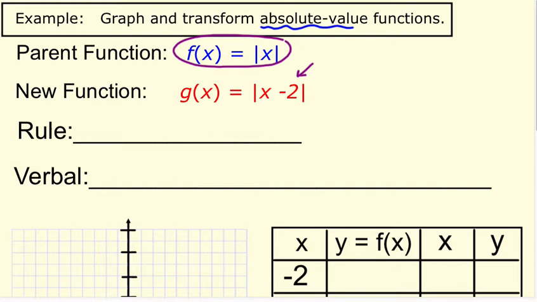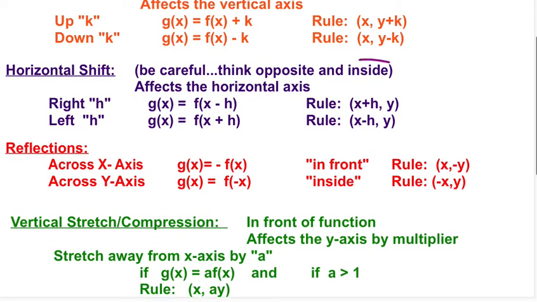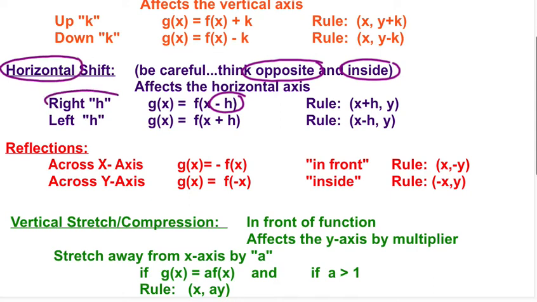So let's figure out where that minus 2 is happening. That minus 2 is happening inside the function, inside the absolute value. And it's a minus 2. So if we go to our purple slide, I just made this white to make it a little easier on the background. It's inside. We have to think opposite. So minusing h is going to go a horizontal shift right h units. And then what we do is we take all of the x values and we're going to add h, moving those x-axes to the right that many units.